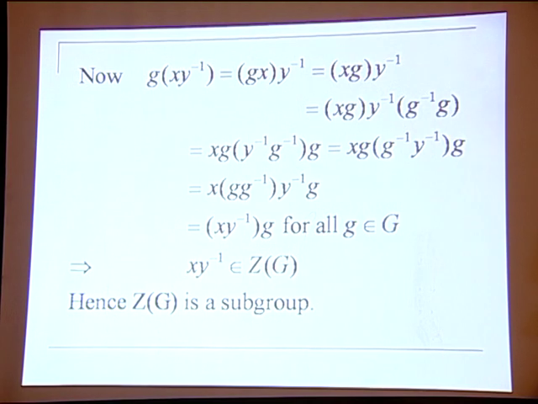So which is equal to X G inverse Y inverse G, which is equal to X Y inverse G for all G belongs to G. So X Y inverse belongs to G. We started from G X Y inverse and we reached again, using the commutative property, X Y inverse G. So when this is satisfied, then Zg belongs to G. All the properties of a group are satisfied, hence Zg is a subgroup.